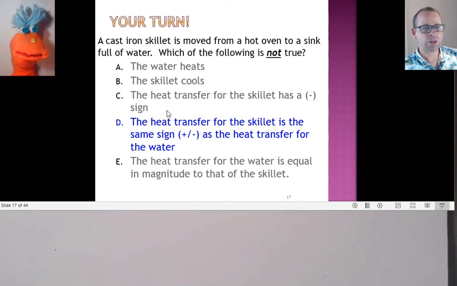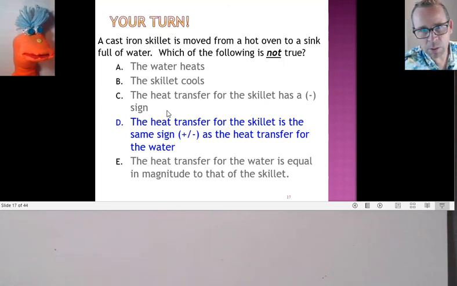The heat transfer for the water is equal in magnitude to that of the skillet. So what this is trying to say is that the amount of energy that the skillet lost equals the amount of energy that the water gained. Is that true? Well, it probably lost some to the air. That's true. But in general, if we try to assume that all of the energy is lost from one system, our skillet, to the other, our water, then all that energy that was gained by the water has to come from the skillet. Okay.